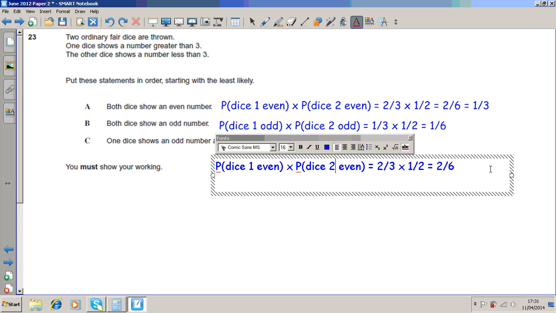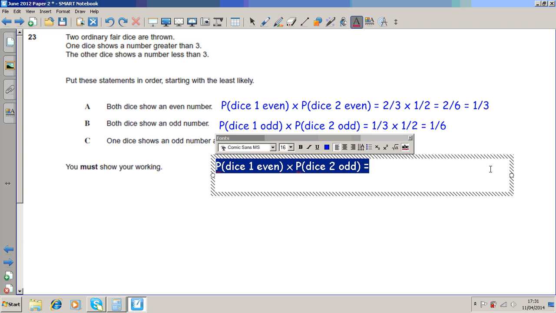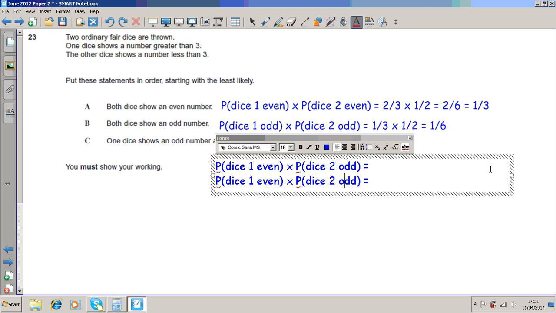This one's going to take a bit of working out. We could have dice 1 even and dice 2 odd, or we could have dice 1 odd and dice 2 even. So dice 1 even is 2 out of 3, and 1 out of 2 are odd for dice 2, so that is 2 out of 6, which is a third. Dice 1 odd is 1 out of 3, times 1 out of 2 odd ones for dice 2, which is going to give me 1 out of 6.